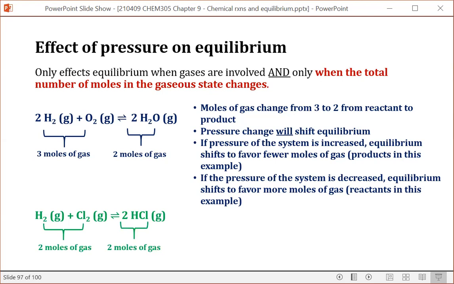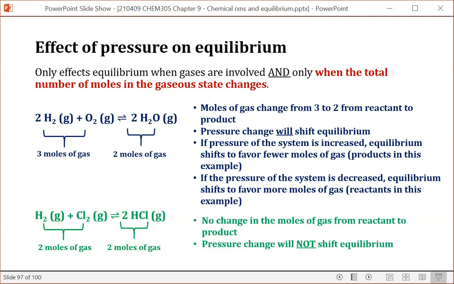We have gases, so pressure could have an effect on equilibrium, but if we check the moles of gas on each side, we have 2 moles of gas on the reactant side and 2 moles of gas on the product side. So changing the pressure won't have any effect on the equilibrium. It won't cause it to shift to the left or to the right.